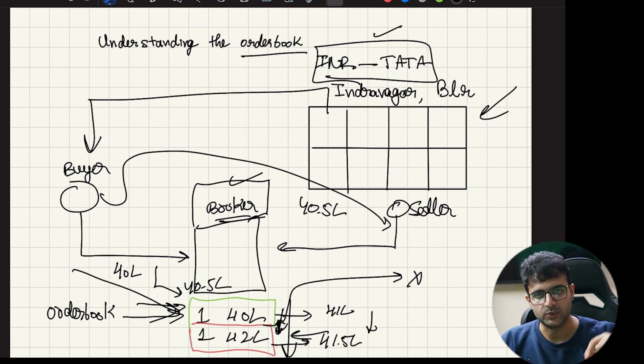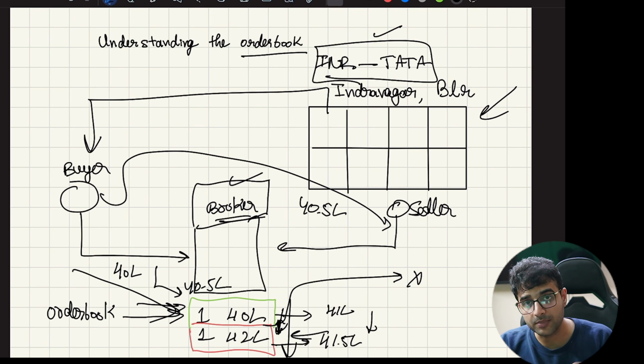When a match happens is when you can say that the price of a stock is a certain number. How do you determine a price of a stock or a land? The last price at which an exchange happened is what's considered as the price of that stock.